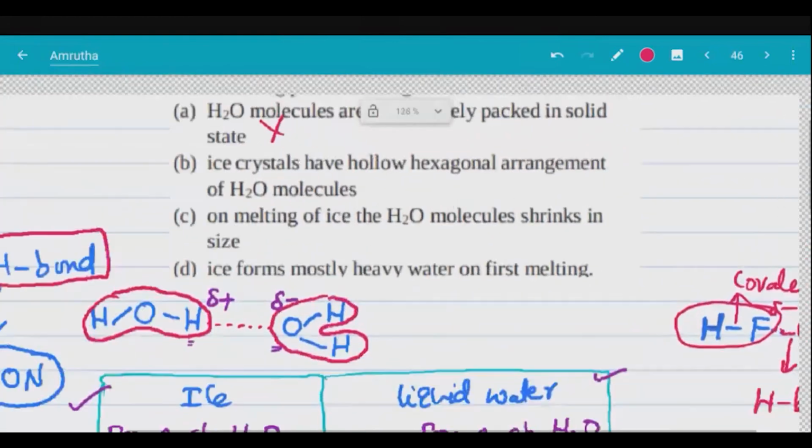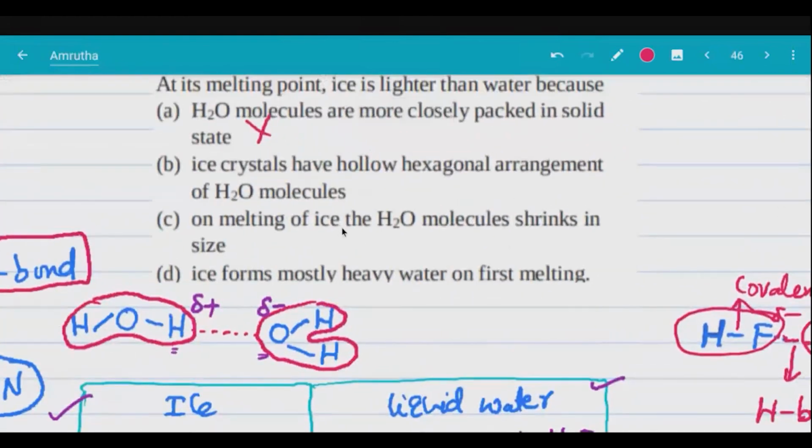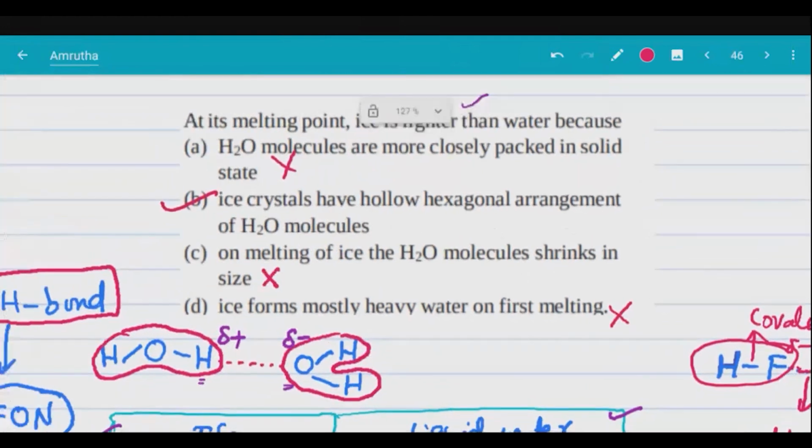Yes. Next, on melting of ice, H2O molecules shrink in size. No, not at all correct. Ice forms mostly heavy water. No, this is not related. So obviously this one. This has hexagonal arrangement. So that will give more space between the molecules. Less mass, more space. Getting the point, right? Less mass, more space. So that is how it has hexagonal arrangement, density is less, so ice floats on water.